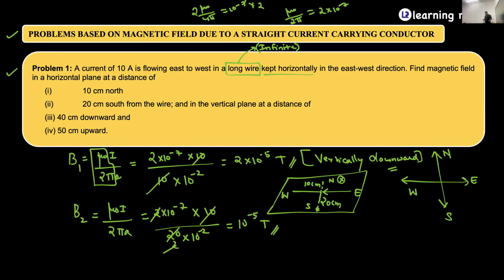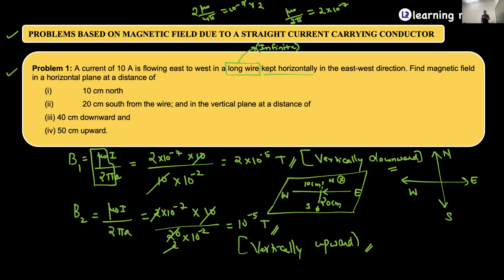Now it is easy. Since in the northward direction, the magnetic field was vertically downward, exactly on the opposite side, it will be vertically upward. It will be vertically upward. Am I clear with this? Okay.